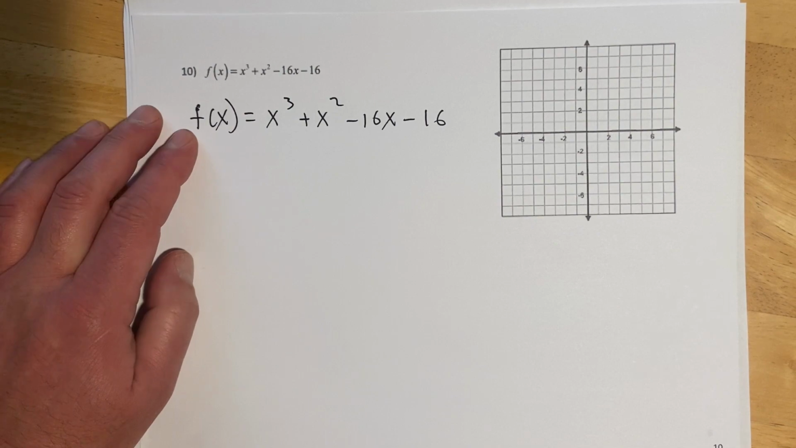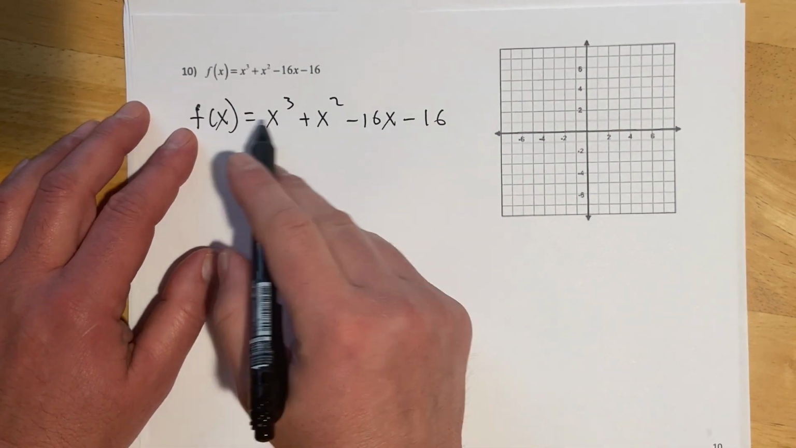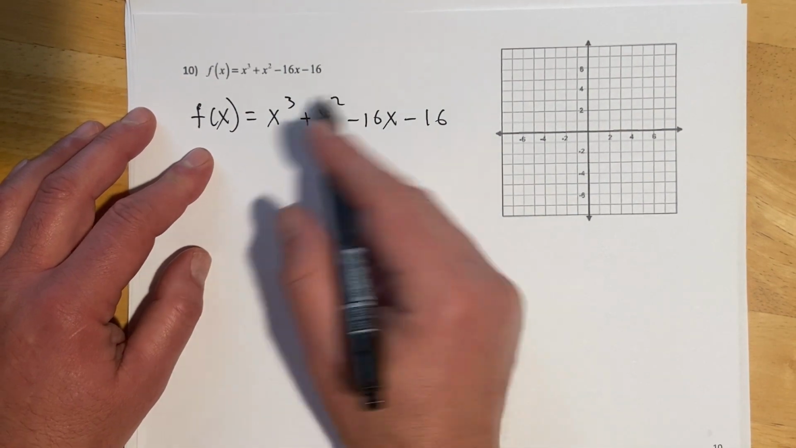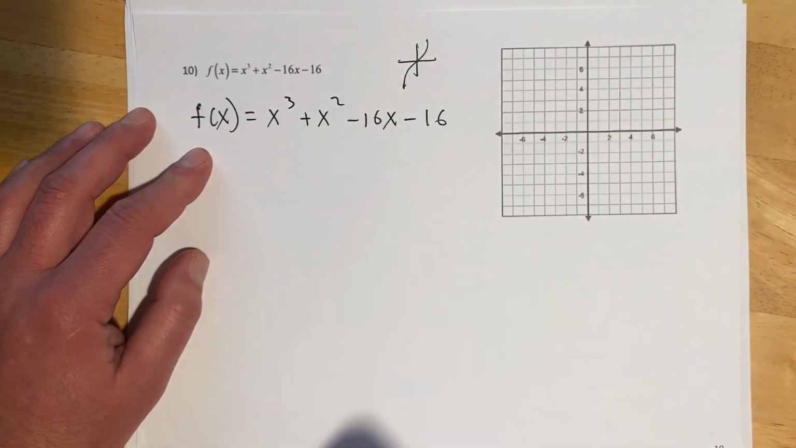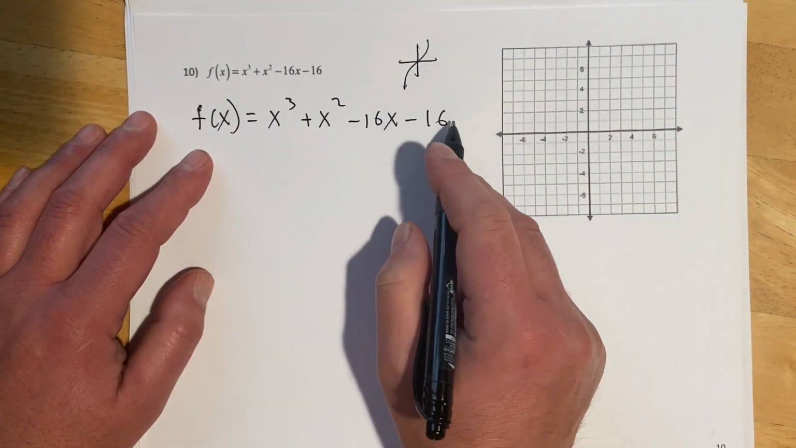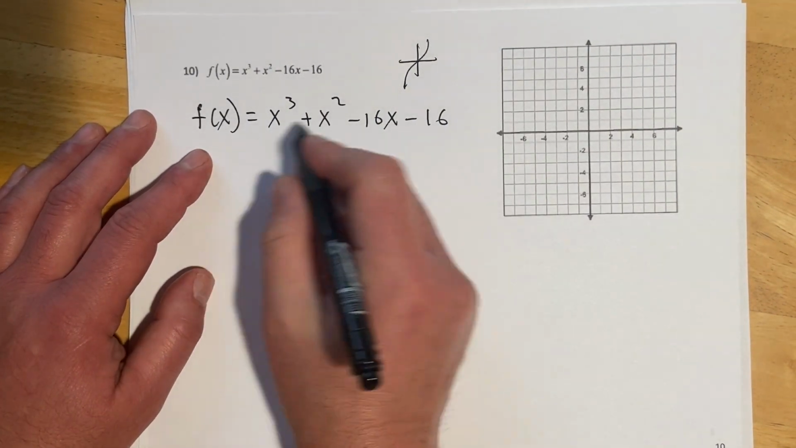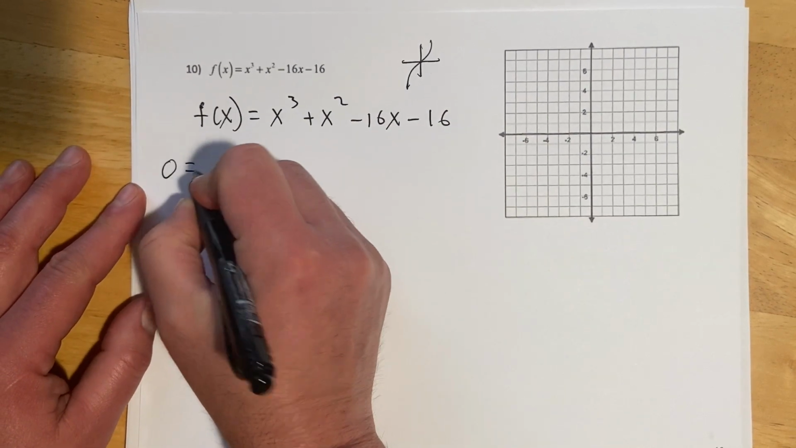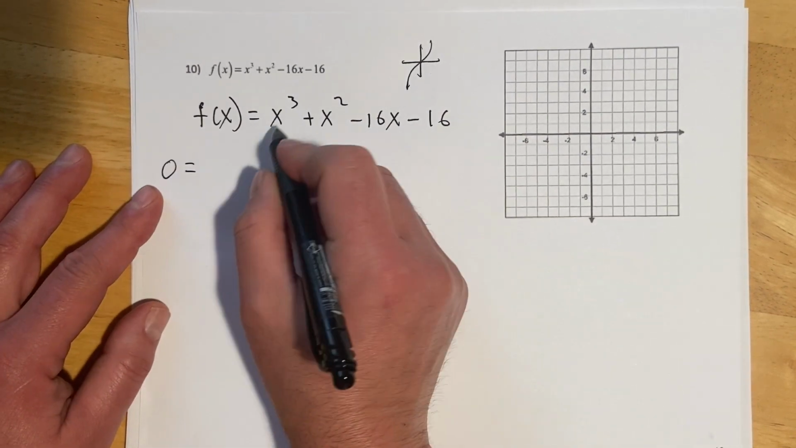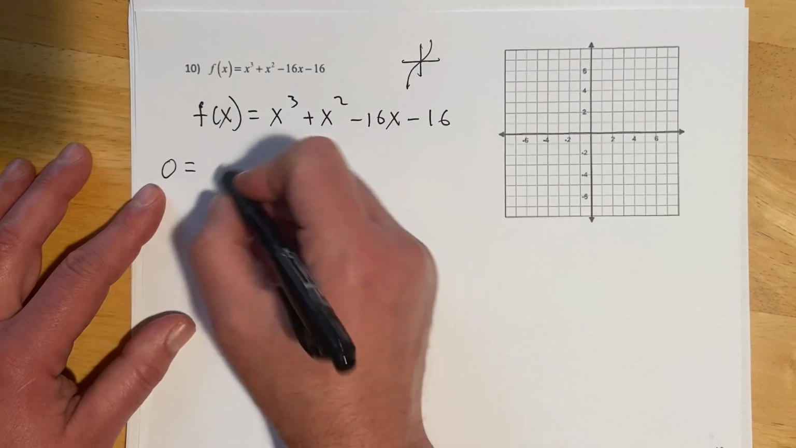Okay, so for this last one, I just wrote it a little bit bigger here. We have to do a little bit of factoring. It's an x cubed, so we know it's going to look like this. And this is a 4-term factoring, so I'm going to do grouping. So let me set this to 0 because I am actually solving for the x-intercepts.